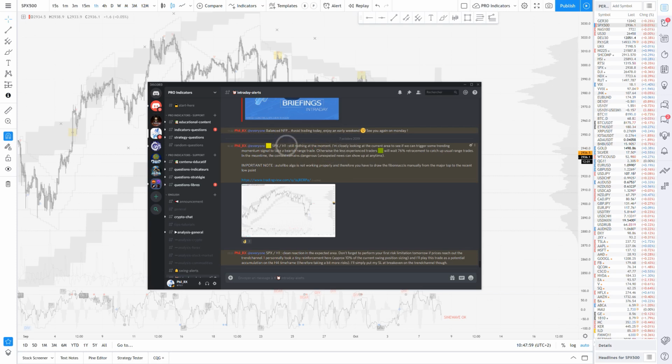So I told you, for example, still nothing at the moment. Closely looking at the current areas, if we can see there's some trending momentum signals to take a bearish range trade. Otherwise, blah, blah, blah. Though the typical thing, bearish range trade. So I told you prior to triggering the signal, watch out for the 61% retracement, stuff like that.